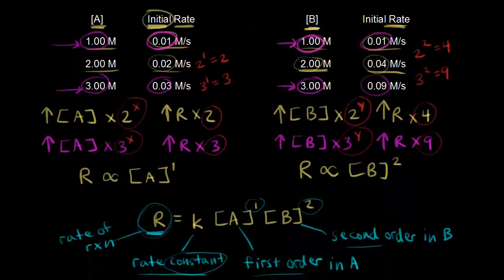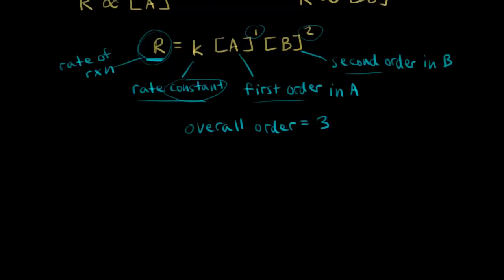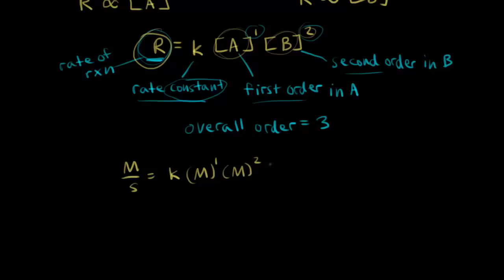For example, let's go back down to here and figure out the units for the rate constant for this example. So the rate of our reaction was in molar per second. This is molar per second. We're trying to find the units for K. The units for concentration are molar, right? So this would be molar to the first power, and this would be molar to the second power.